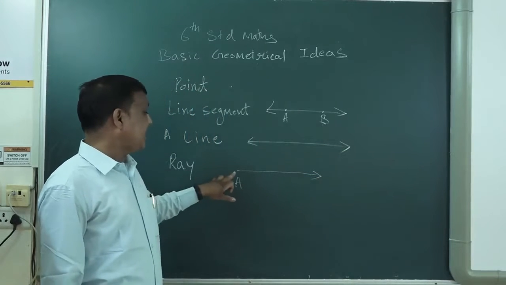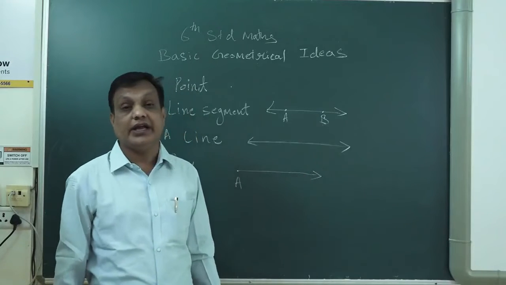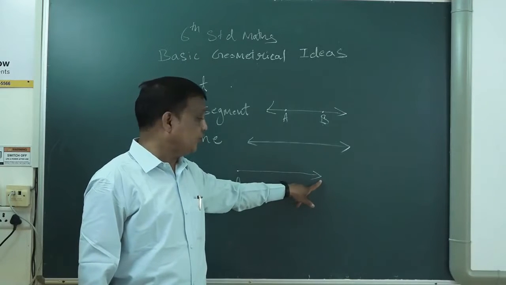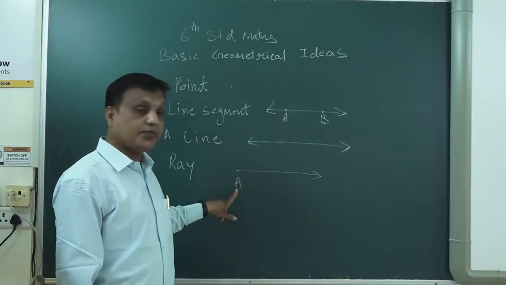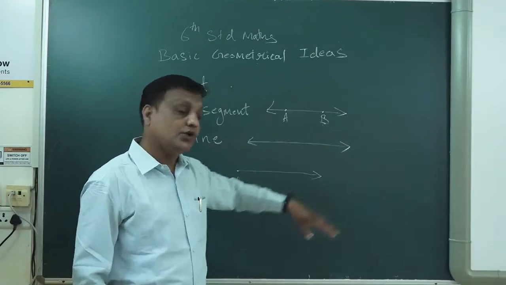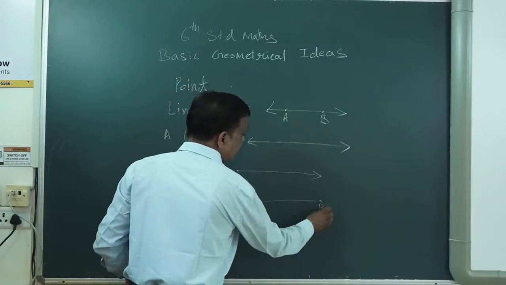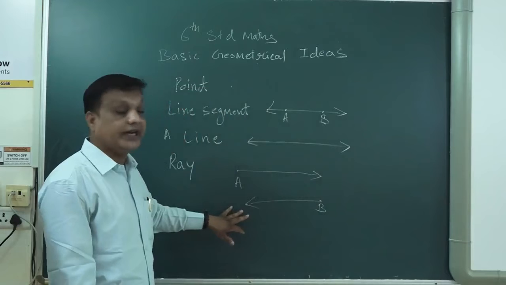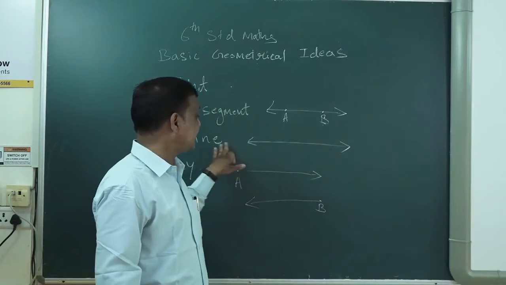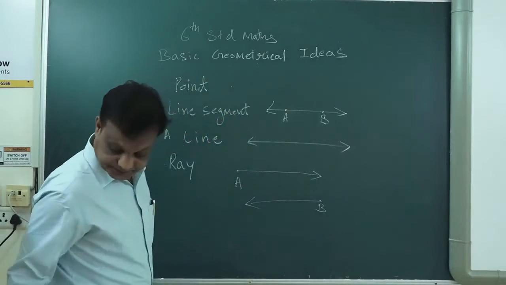Now ray. Ray has a starting point, but it does not have an ending point. Extended only in one direction. That's why I have shown here one arrow. Here I have shown a point, starting point A, and here I have shown an arrow which is extending. You can write it reverse also, no problem. You can give any point. So the starting point is there but the ending point is not there. For a line, I have shown an arrow on 2 sides. It means this is extended on 2 sides.